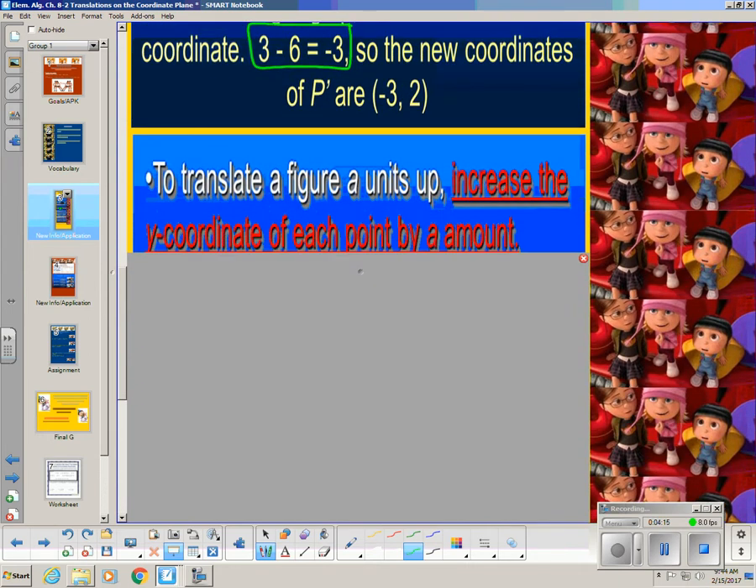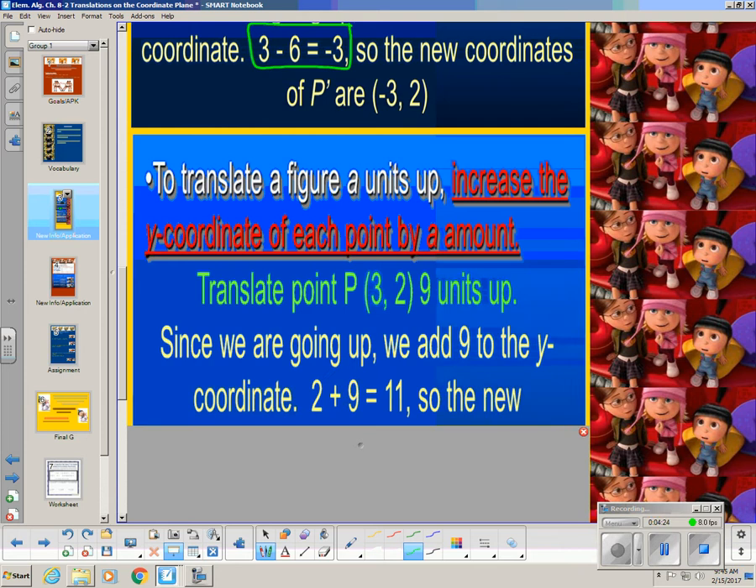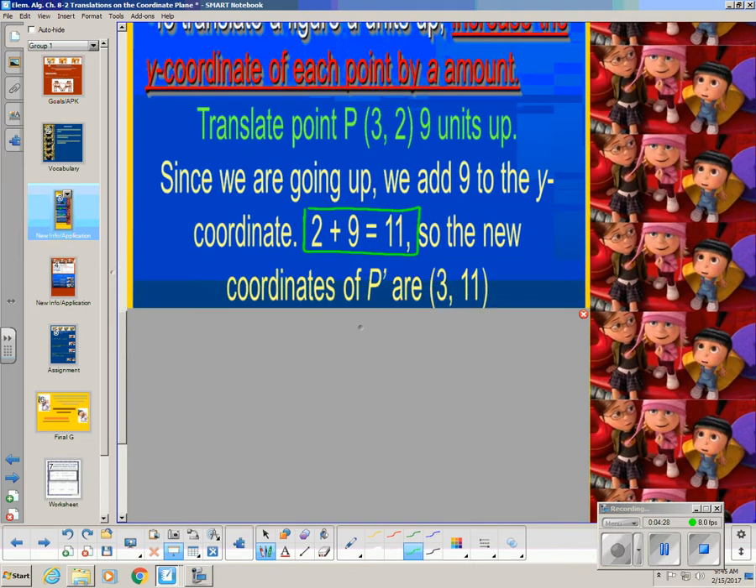If I'm translating my figure up, I'm going to increase the y coordinate by a units. So if I'm going 9 units up, I'm simply going to add 9 to 2 to get 11, because 2 is my y value. So my new y value is 11. My x value stays the same.